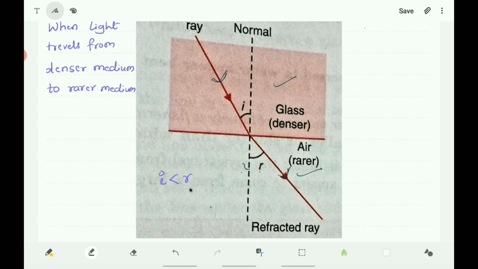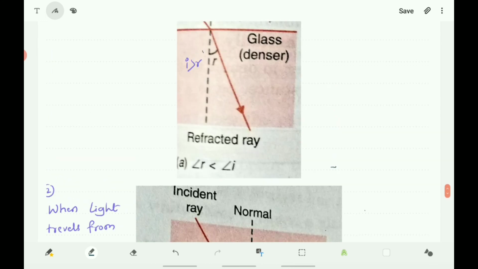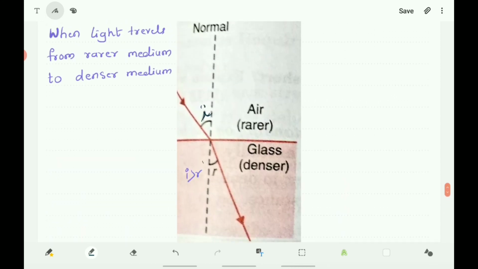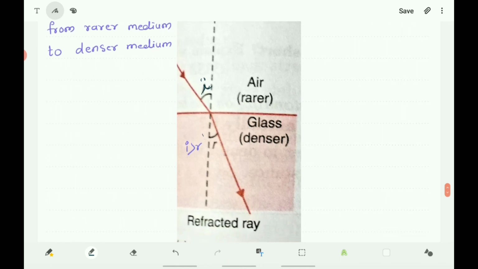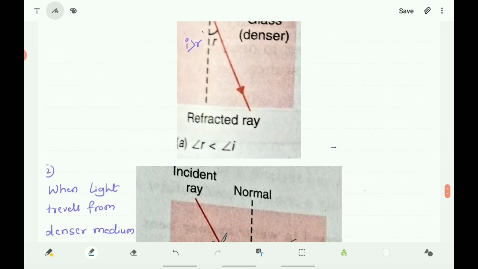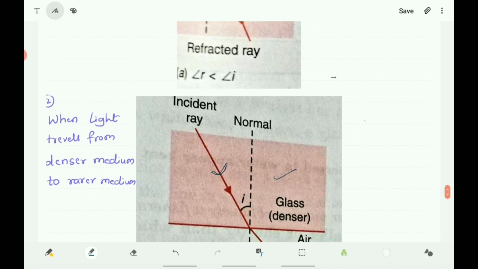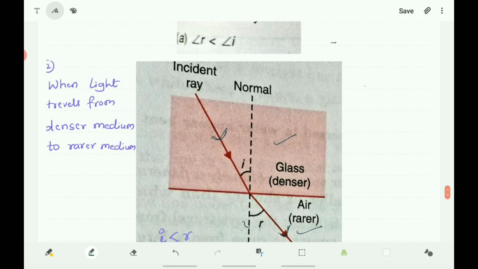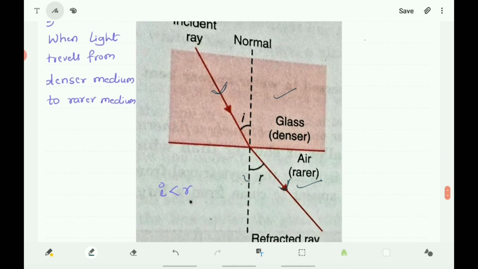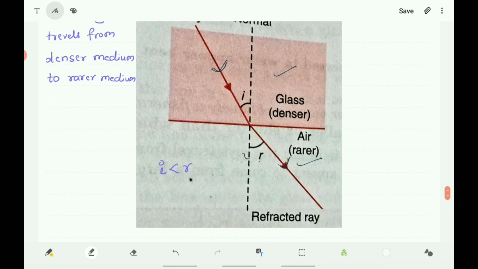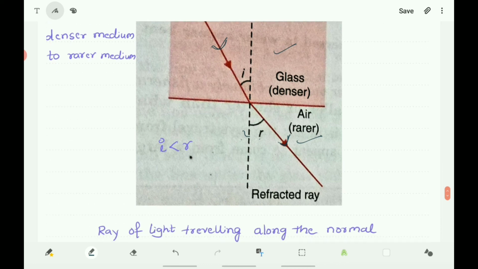So the three things are here. When a ray of light passes from an optically rarer medium to a denser medium, it bends towards the normal, and i is greater than r. And when a ray of light passes from an optically denser medium to a rarer medium, it bends away from the normal, meaning here i is smaller than r, that is r is greater than i.